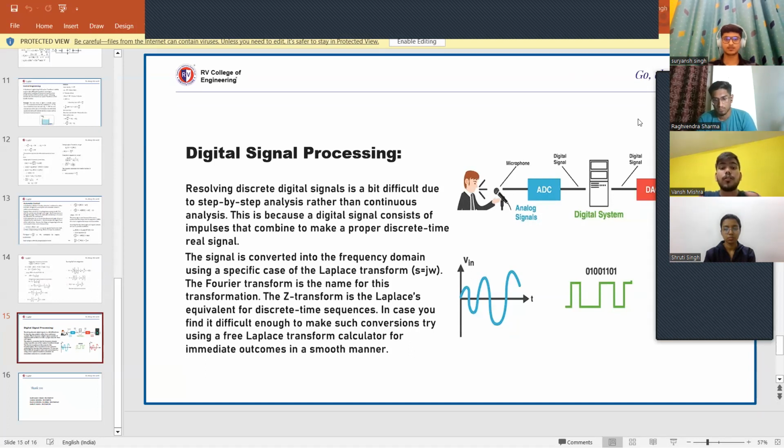The signal is converted to the frequency domain by a specific case of Laplace that can be used, the Fourier transformation, and the other name of the Fourier transform can be the Z transform, which is a very specific case of Laplace transform, to convert the digital signal processing into an analog signal.